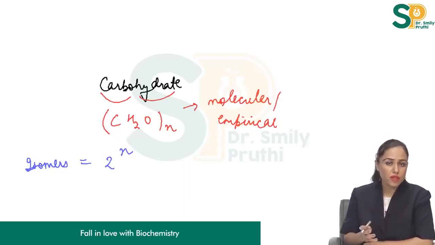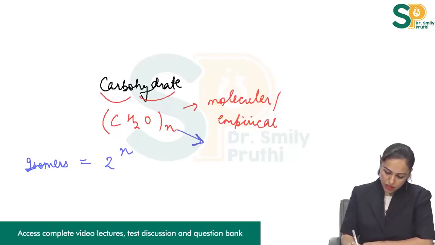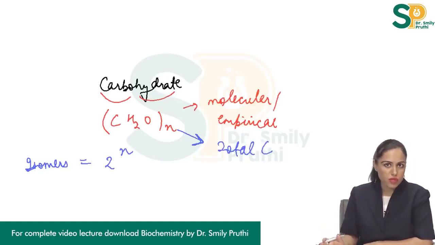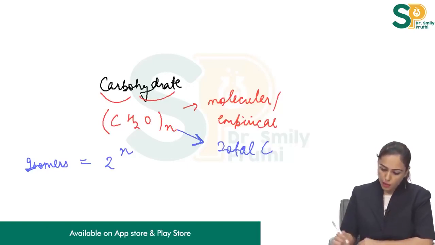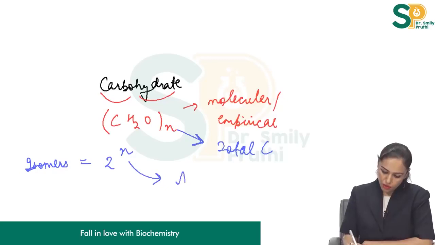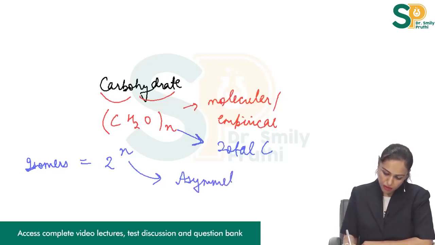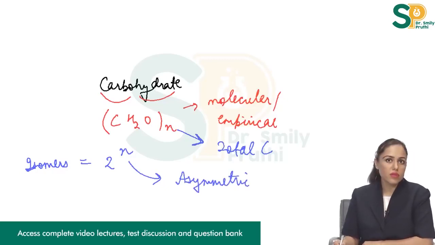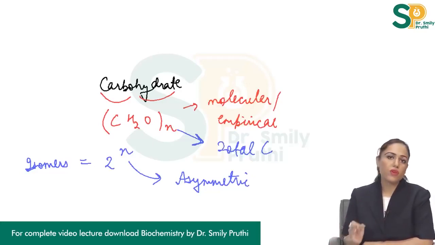This n is different. In the molecular or empirical formula, n is the number of total carbons. Take all the carbons, like glucose C6H12O6, take all the carbons, right? But in this formula of isomers, n is the number of asymmetric carbons, also known as chiral carbons. So be careful in using both these formulas because n is different in both.